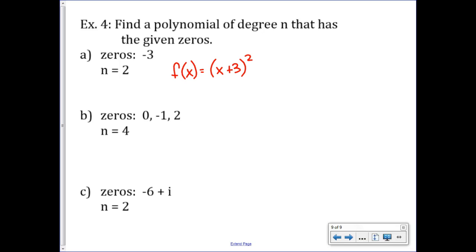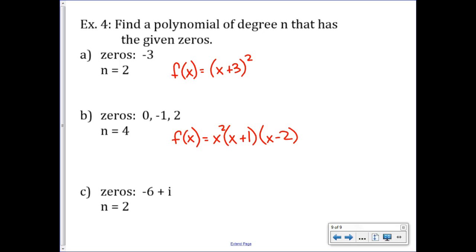Okay, so then this next one has a degree of 4. We have 3 zeros. So we're going to have to pick one of those to give a multiplicity of 2. So this is one where there isn't a right or wrong answer. So we have x minus 0, or just x, and then we have x plus 1, and we have x minus 2. So I need a degree of 4 though, so I'll just say x squared. You could have made any of those be a squared.